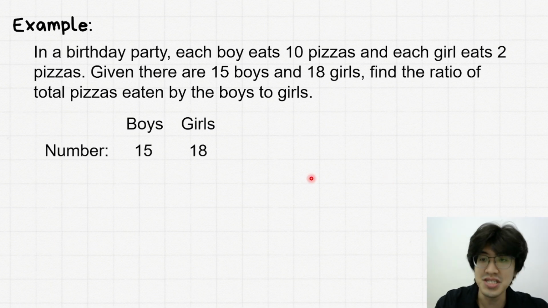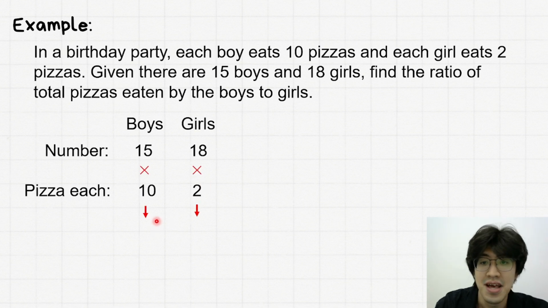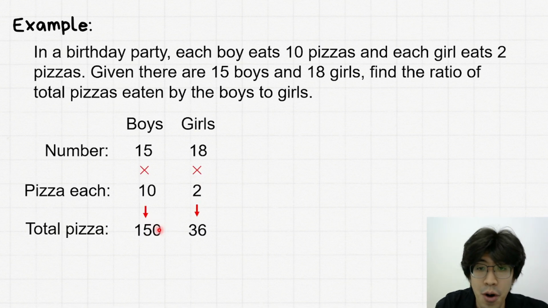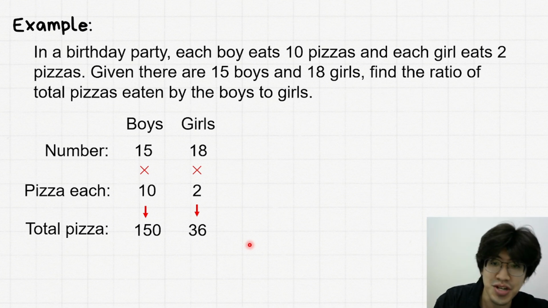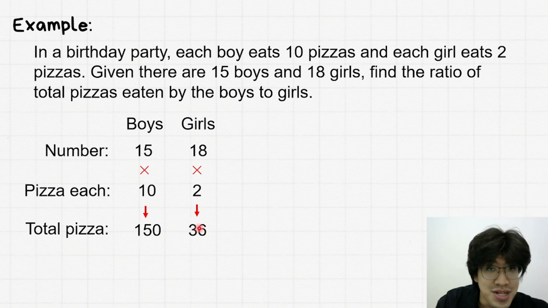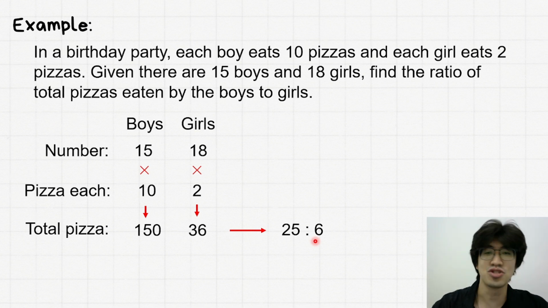So from the question, we know the number of boys and girls, and we also know the pizzas eaten by each of them. So I simply need to multiply these two numbers and these two numbers to get the total pizzas by the boys and the girls. And it's a very simple step to just get the ratio by taking one next to each other and then simplify. So over here I can divide it by 6, divided by 6, so I can get 25 to 6. So that's the answer to this example.